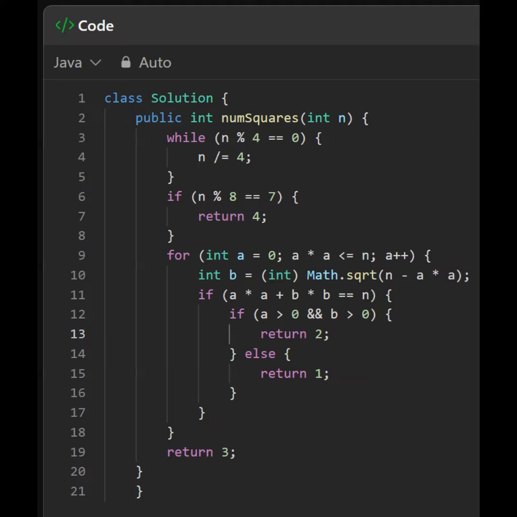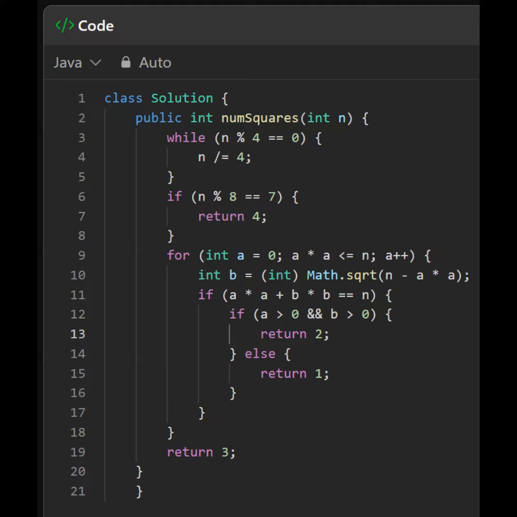4. If none of the above conditions is met, the method returns 3 by default. This is based on the earlier step that filtered out the case where n requires 4 squares. It is a given that every positive integer can be represented as the sum of 4 or fewer square numbers, Lagrange's four-square theorem. So if it's not 1, 2, or 4, based on the checks above, it must be 3.